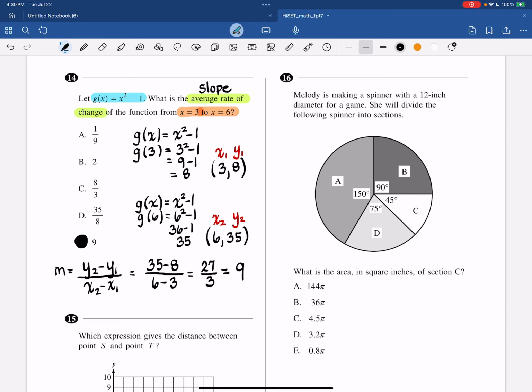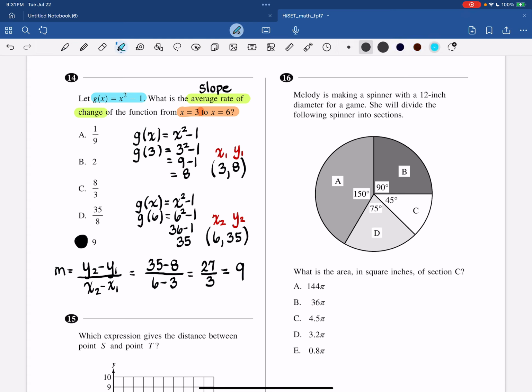I like number 16, even though I've never had to do this in real life. It's still a good question. Melody is making a spinner with a 12-inch diameter for a game. She will divide the following spinner into sections. So she has 4 sections, A, B, C, and D, and we're given the angles for each sector of the spinner. What is the area in square inches of section C?